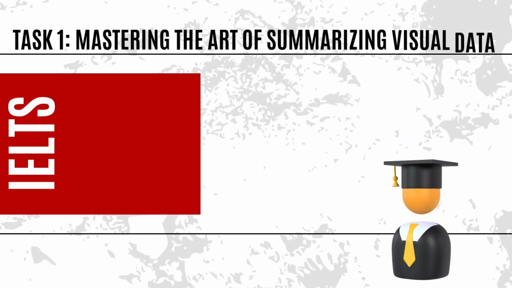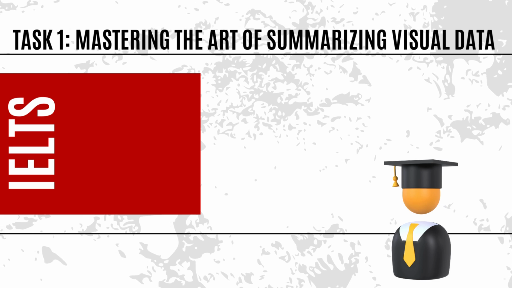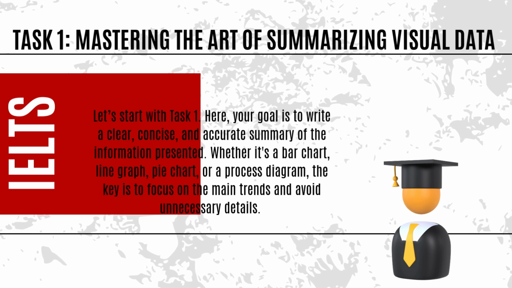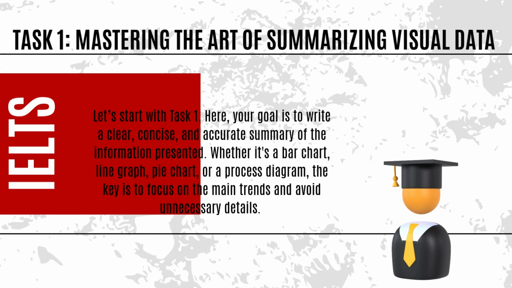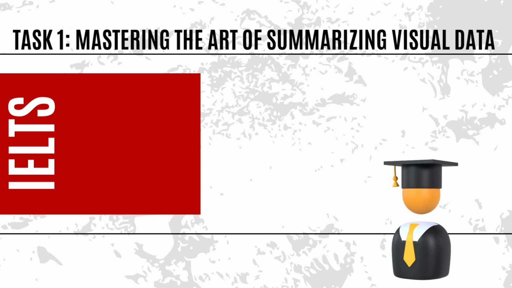Task 1. Mastering the art of summarizing visual data. Let's start with Task 1. Here, your goal is to write a clear, concise, and accurate summary of the information presented. Whether it's a bar chart, line graph, pie chart, or a process diagram, the key is to focus on the main trends and avoid unnecessary details.